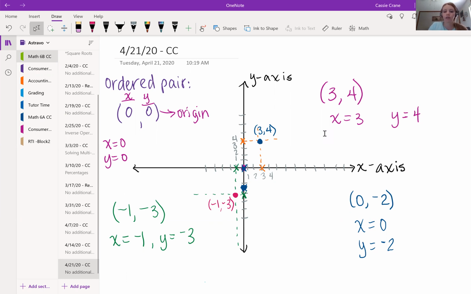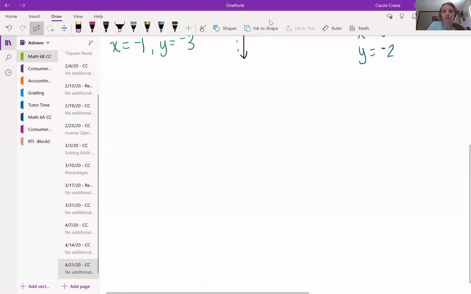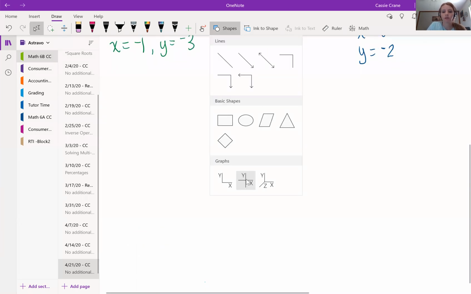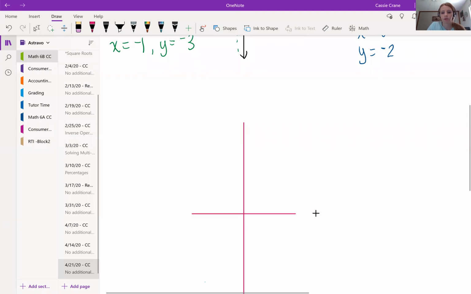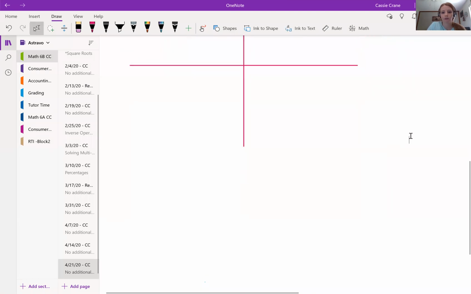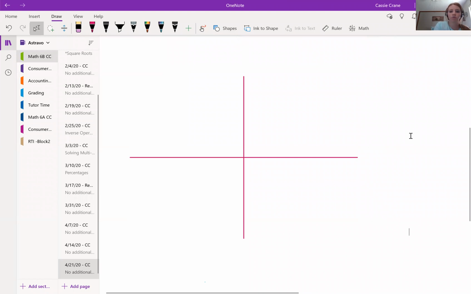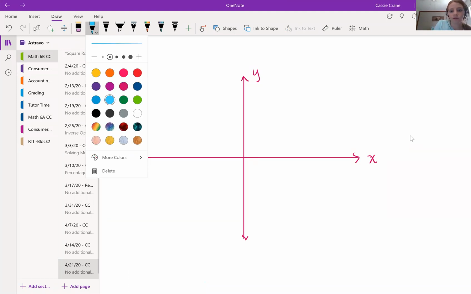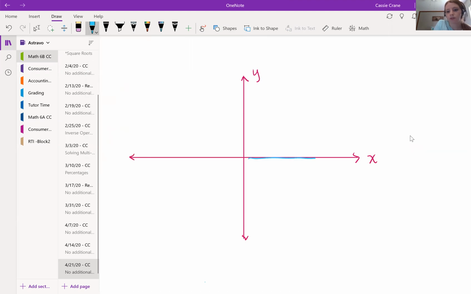Okay, so when we're looking at quadrants, since that one's getting pretty busy, I'm going to do another coordinate plane here. All right, so if this is my coordinate plane, again, I know that this is my y-axis and this is my x-axis. The quadrants start at positive, positive, so this is the positive side of the x-axis, this is the positive side of the y-axis.